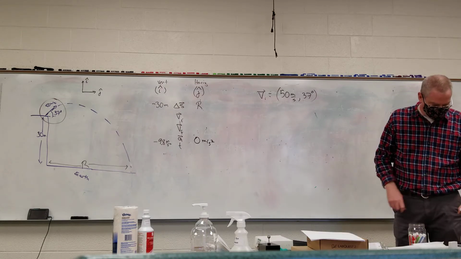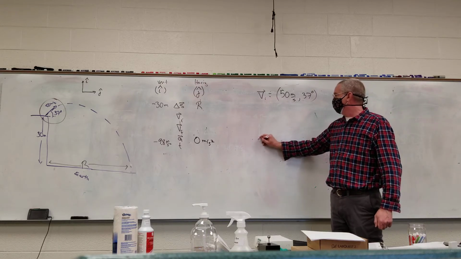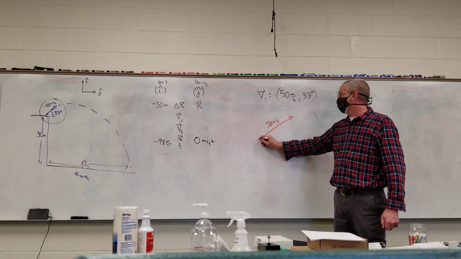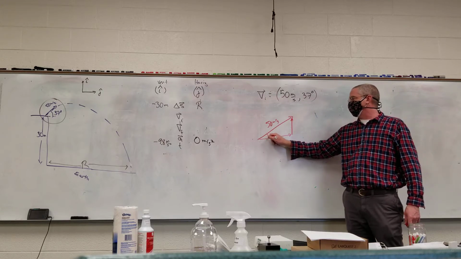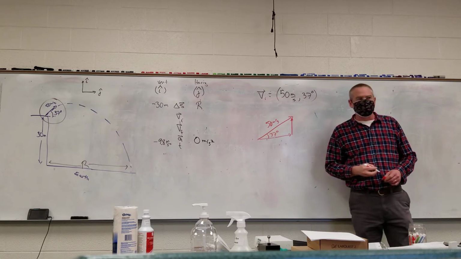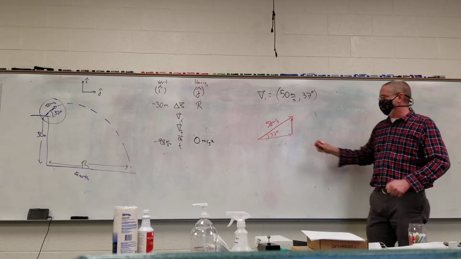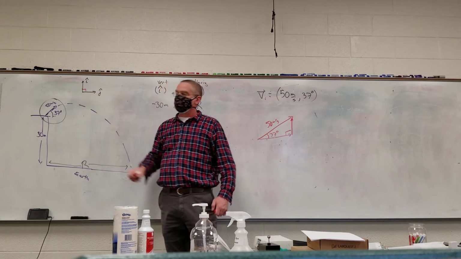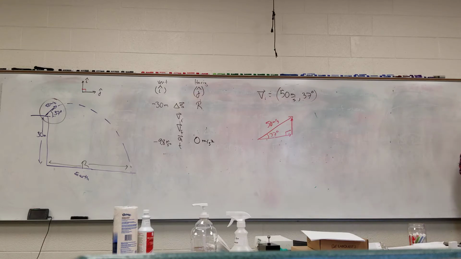And so this gets into what we did that second day. My hypotenuse is 50 meters per second. And I got my components there. This angle here is 37 degrees. And it's a right triangle because those are perpendicular to each other. So how do I find the two sides?